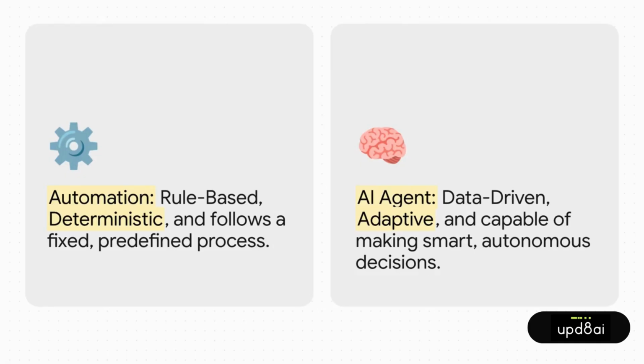On one hand, you have standard automation. Think of it as being rigid, totally predictable. It just follows a script. You put X in, you get Y out, every single time. But then you have the AI agent, and that's a whole different ballgame. It's flexible, it learns from data, it adapts, and it actually makes smart decisions.